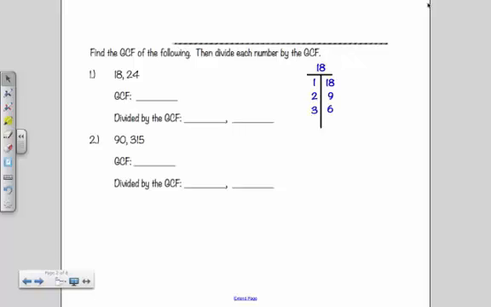18, however, is not divisible by 4. It's not divisible by 5. It is divisible by 6, but 6 is already in my chart, so that means I've completed my list of all possible factors of 18.